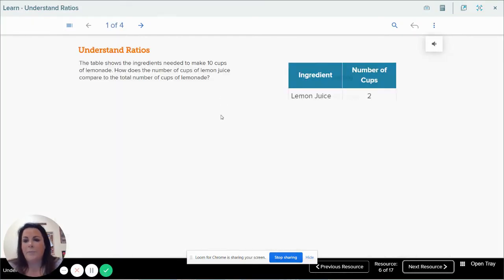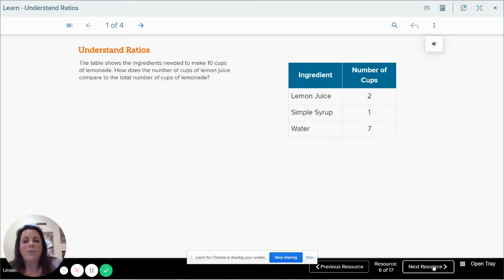Now in our next question here, we're given a table. It says what we use to make 10 cups of lemonade. Now, what if we needed more lemonade or lemon juice, right? How does the number of cups of lemon juice compare to the total number of cups of lemonade? So in this situation, we're comparing a part to the whole, okay?